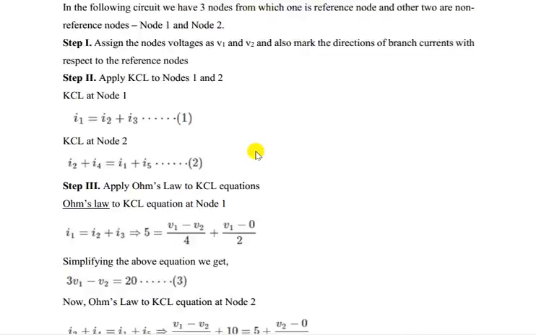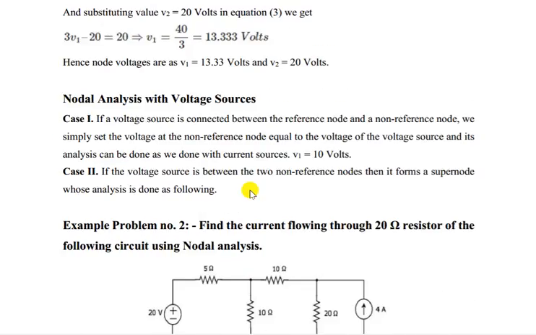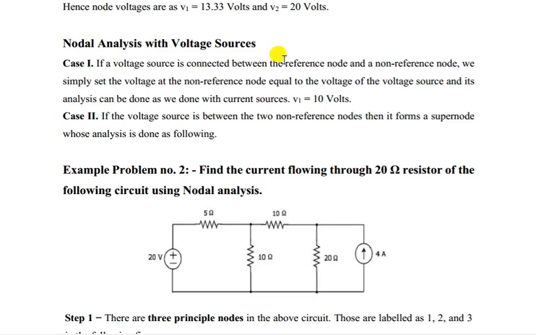Now this is nodal analysis using current source. This is very simple. Now nodal analysis using voltage source. There are two cases. One is if a voltage source is connected between the reference node and a non-reference node. We simply set the voltage at the non-reference node equal to the voltage of the voltage source. Its analysis can be done as we did with the current sources.